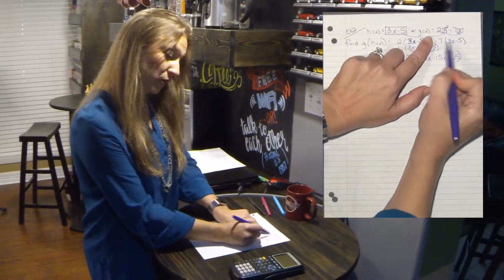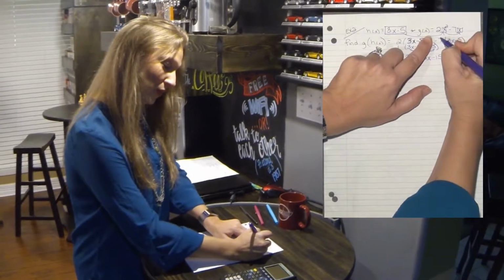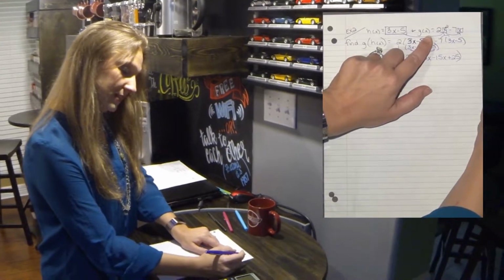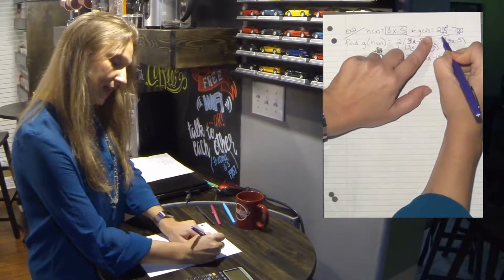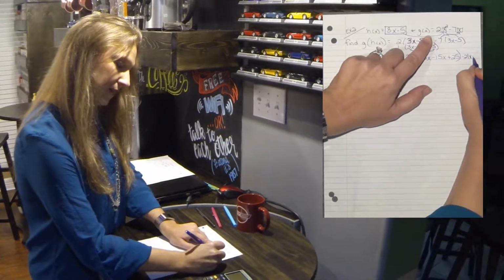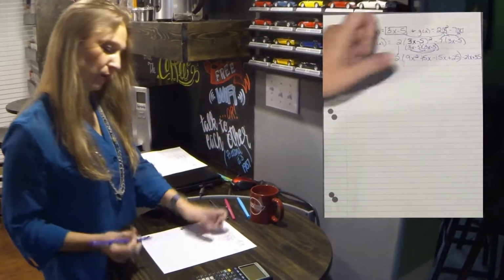Now I need to distribute here. It looks like I'm going to run out of paper. We're going to do our best. Negative 7 times 3x is negative 21x. And negative 7 times negative 5 is positive 35. All right, we managed to squeeze it in.